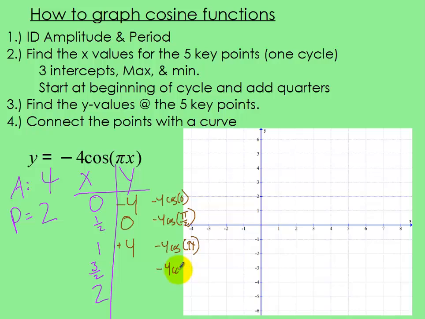Next one, -4 times cosine of 3 pi over 2. Cosine of 3 pi over 2 is 3/4 of the way through the unit circle, and that's going to be 0. And the last part, you should end up at the same y you started, so it'll be -4. If I'm plotting that, 0, -4 is right here. 1/2, 0 is right here. 1, 4 is right here.